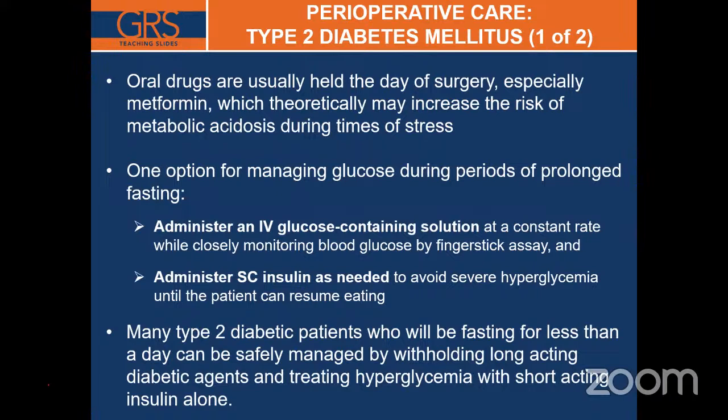At the same time, we should frequently monitor the blood sugar to make sure that we are not giving a high amount of glucose. And also, we should consider giving patients subcutaneous insulin according to his blood sugar to avoid hyperglycemia. And when the patient starts taking orally, he could resume his pre-admission dose. Many type 2 diabetic patients who will be fasting for less than a day can be safely managed by withholding long-acting diabetic agents and treating hyperglycemia with short-acting insulin.